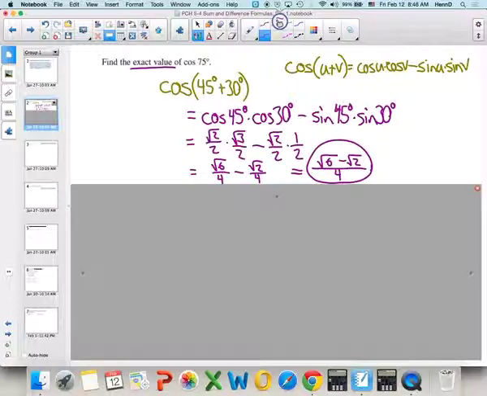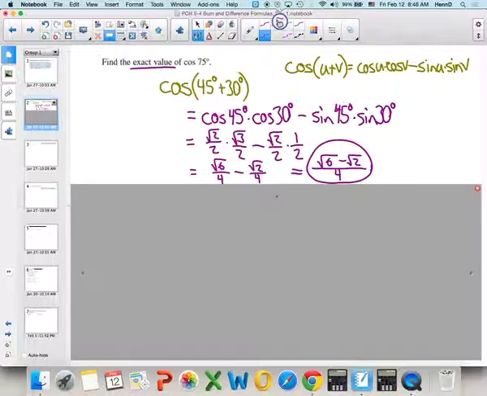Wait, isn't it the square root of 2 over 2? No, because you multiply by a half. Never mind. So, that makes sense so far? Yes.